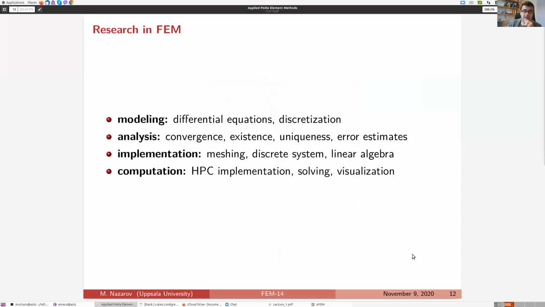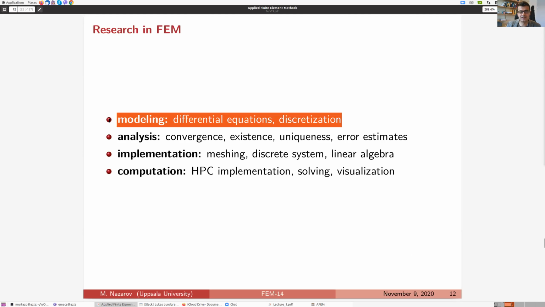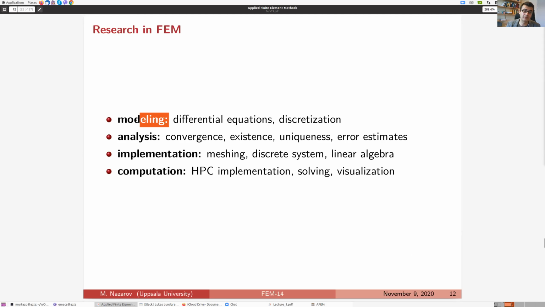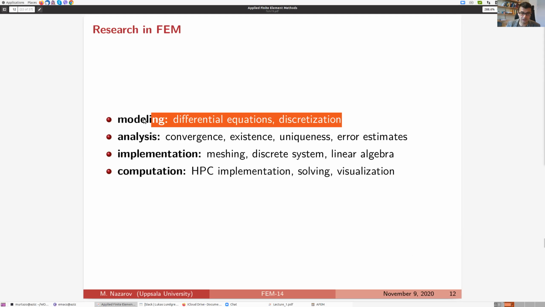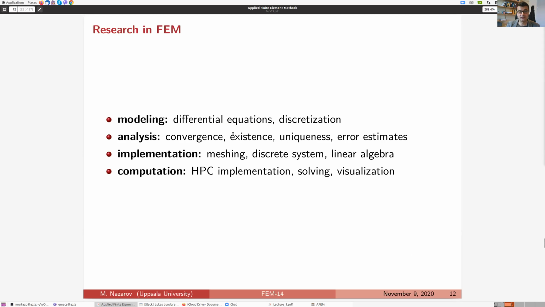So what is the research in finite element that people are doing these days? Of course, the first part, since we are solving some realistic problems from nature, from industry, there is always a modeling problem. You have a physical process, you have to model it with some kind of equation, most likely a differential equation.